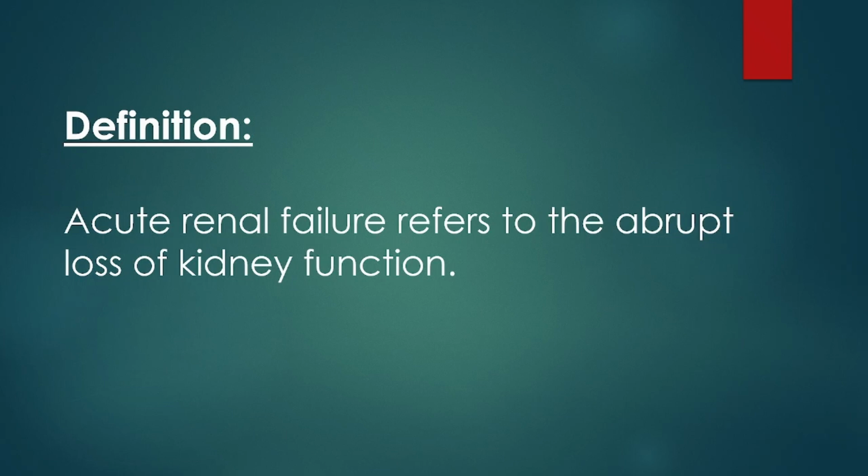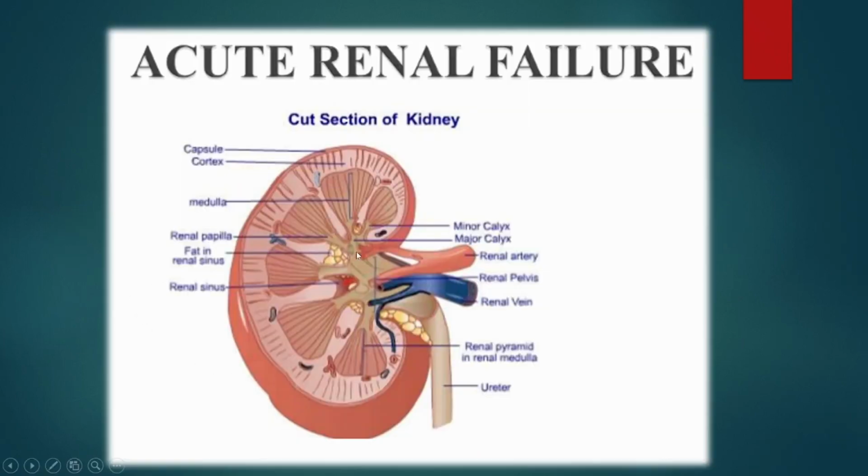Later it leads to a decrease in the GFR. GFR means glomerular filtration rate. As there is a decrease in the glomerular filtration rate, it leads to renal failure. The decrease in the glomerular filtration rate leads to decreased production of urine. There will be an increase in the serum creatinine and blood urea nitrogen.